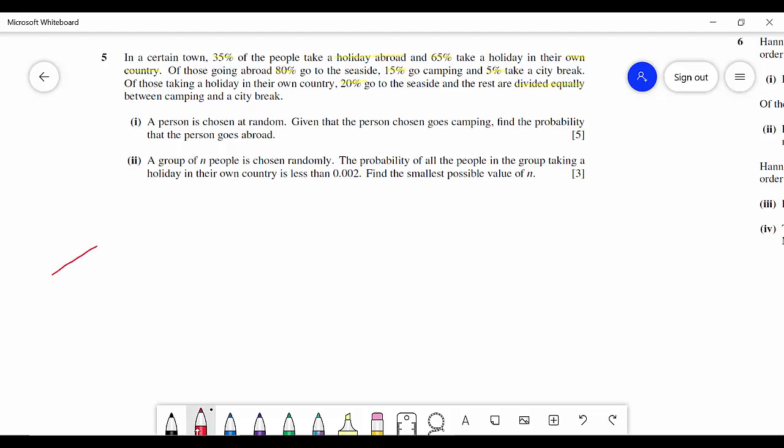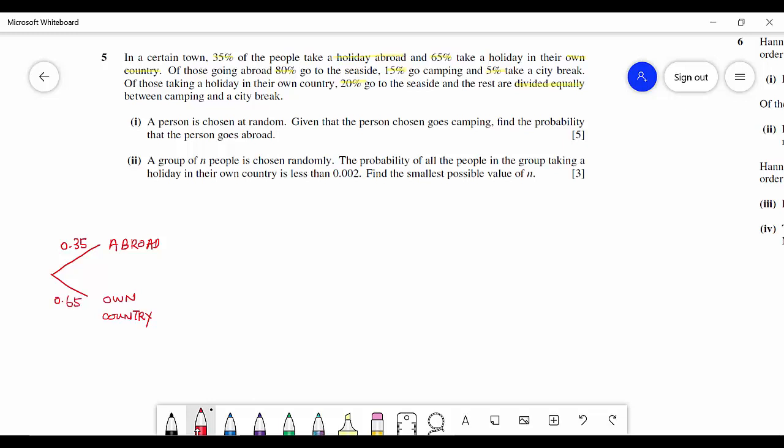So now for the first stage, I'm having going abroad. Or you can use some other letter. Then this one maybe I write as own country. So 35% of people taking holiday abroad, so this is 0.35, and this one is 0.65.